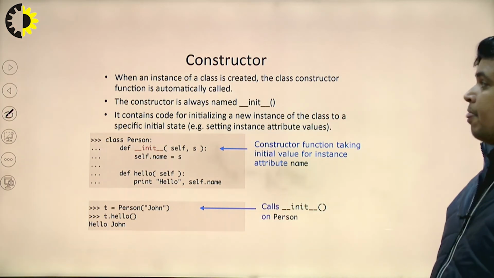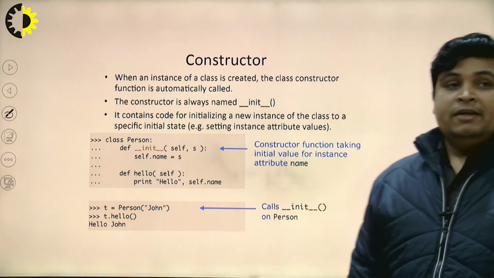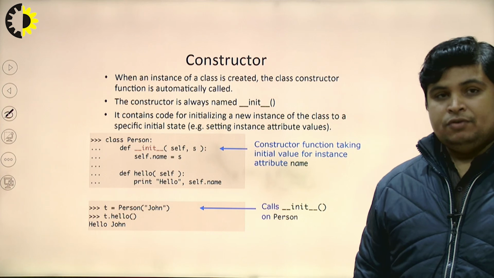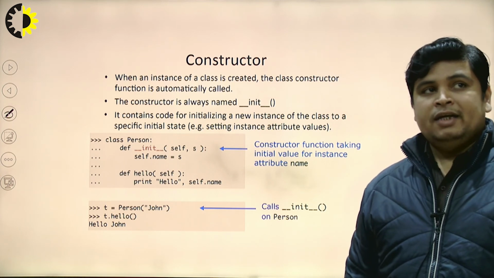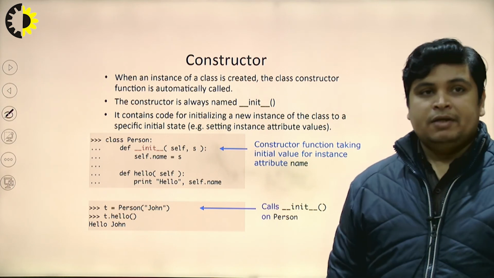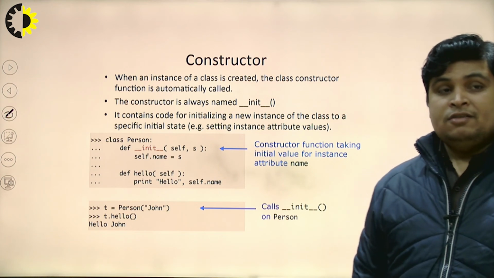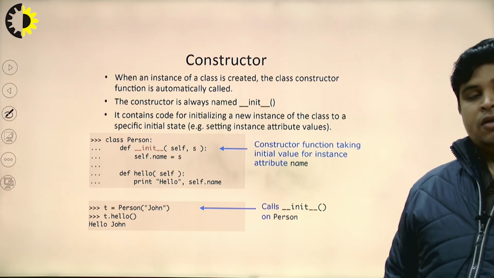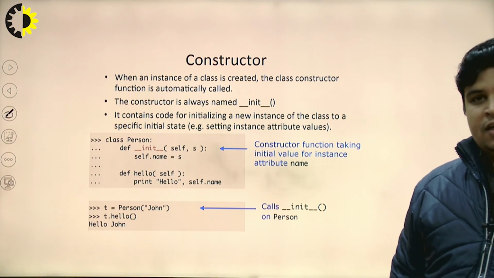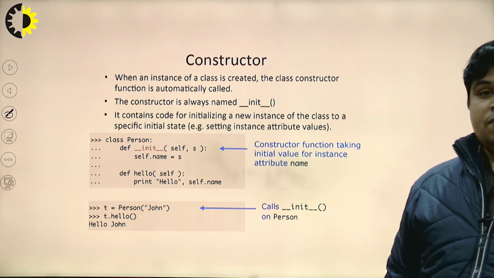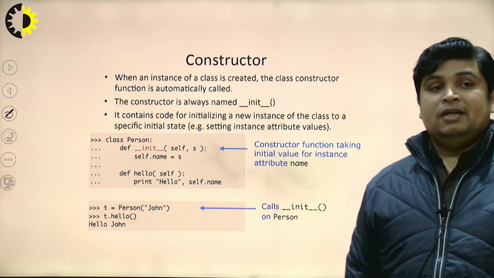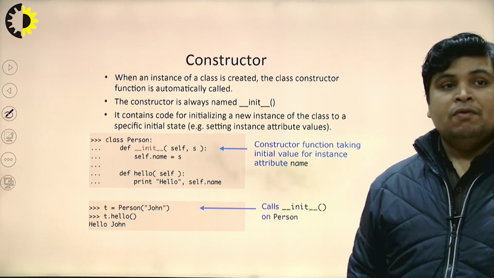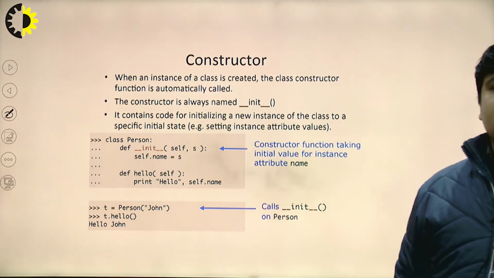You will see here, when an instance of a class is created, the class constructor function is automatically called. If you are creating an object of a particular class, at that time the constructor of the class is automatically called. This is the first thing. Second thing, the constructor is always named with double underscore init double underscore. In previous languages like Java, the constructor name is the same as the class name, but Python gives a separate name to the constructor, which is double underscore init double underscore and parentheses. It contains code for initializing a new object of the class to a specific initial state.